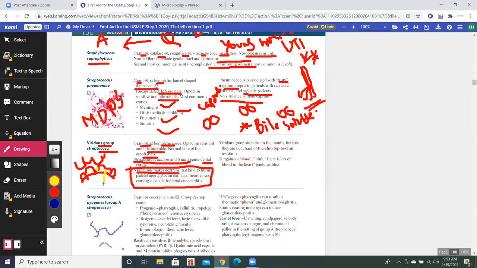So what happens is that with the help of the saliva, the organism can travel. For example, if there is any bleeding in your gums, this organism with the help of the saliva can enter your blood. And when it does enter your blood, this organism will travel all the way to the heart. And when it travels to the heart, it binds to the fibrin-platelet aggregates on damaged heart valves.